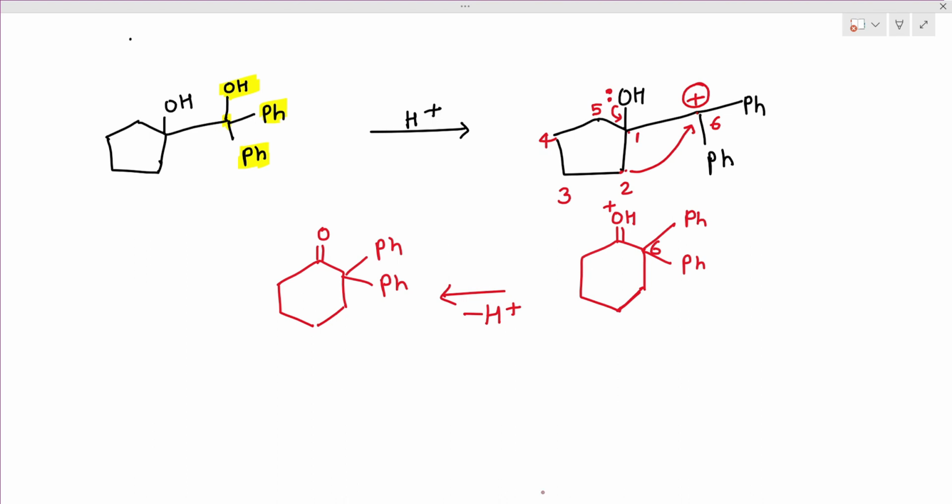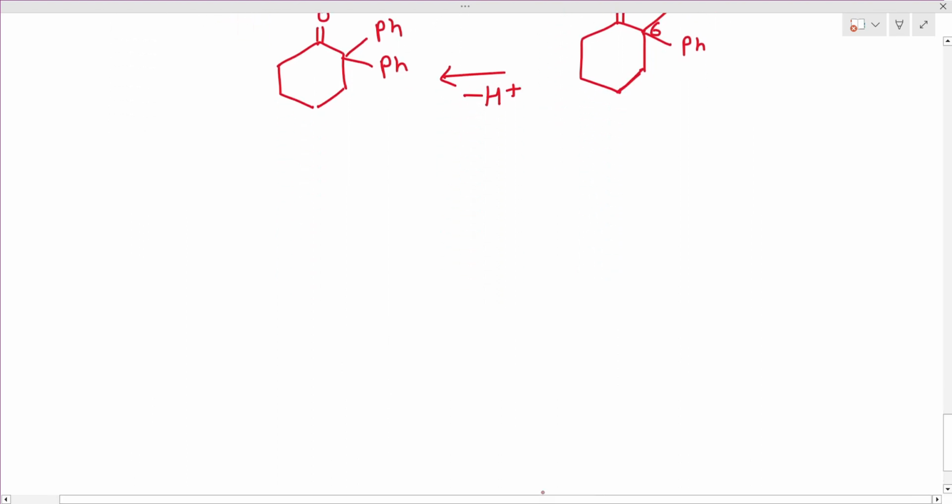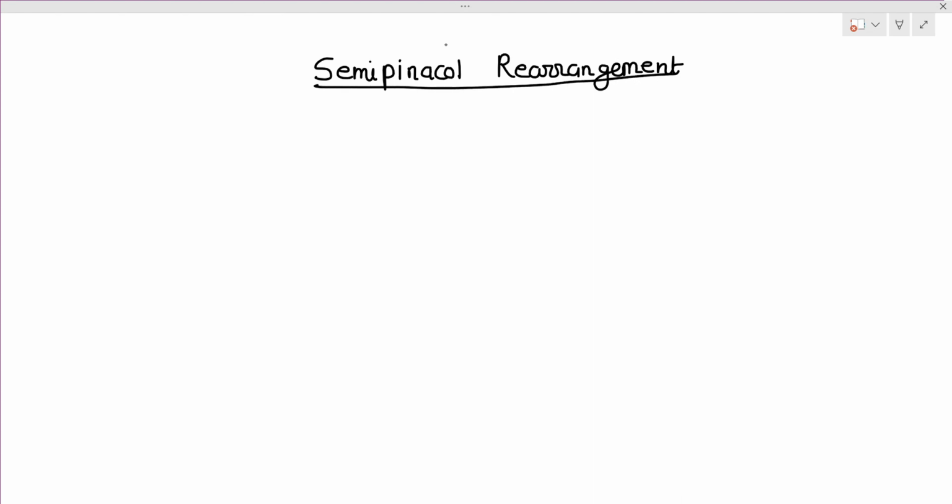Now see one more rearrangement, that is the Semipinacol rearrangement. What is the difference between these two? See, try to understand both things. The Semipinacol rearrangement is similar to the Pinacol rearrangement, okay? But one thing is different: here you are not given a 1,2-diol. When you are not given a 1,2-diol, but there is a leaving group.